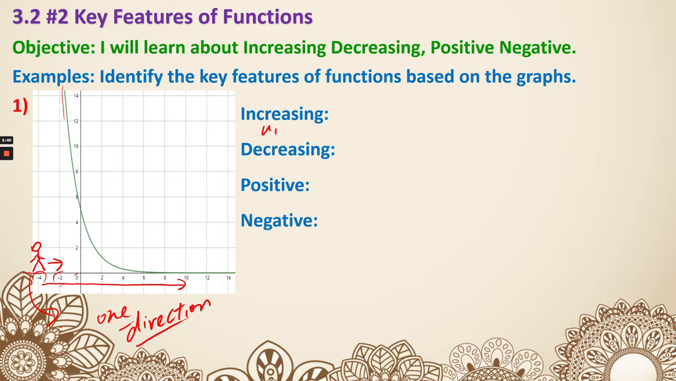Increasing is when it's going up. Decreasing is when it's going down. Positive is when it's above the ground that he's walking. Negative is when it's below the ground that he's walking. So at first, when he started walking, you can see, oh, all the way up there, I have part of the graph. So my roller coaster is actually above me since the very beginning.